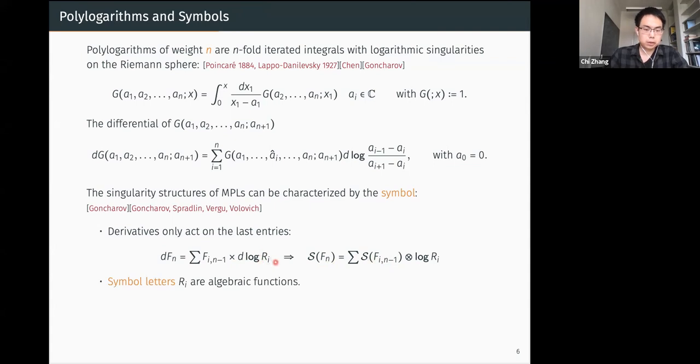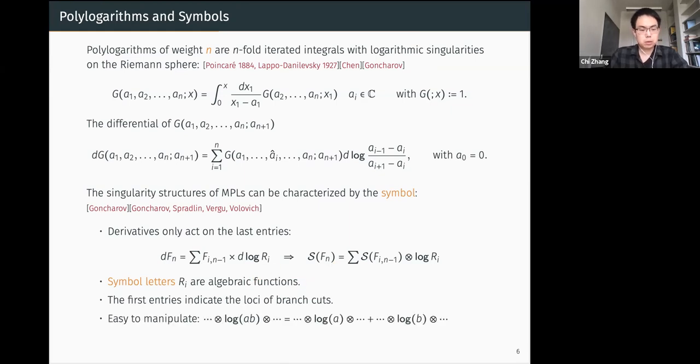And the arguments of this d log are called symbol letters. Another good property of the symbol is that the first entry of the symbol indicates the location of branch cuts. So in this way, the symbol also manifests the singularity structure of the polylog. The symbol is also easy to manipulate since it's a tensor product and the symbol entries are just some algebraic functions.